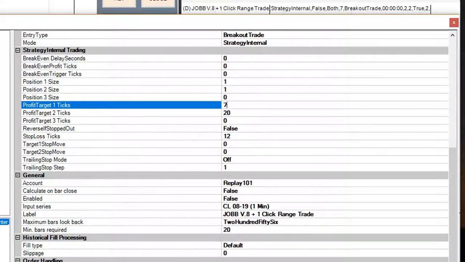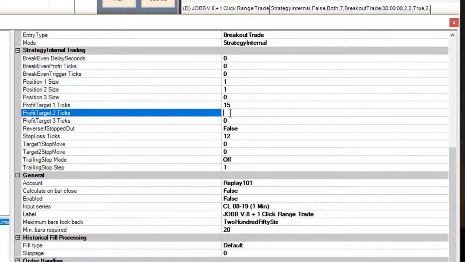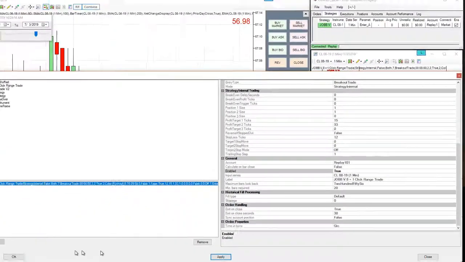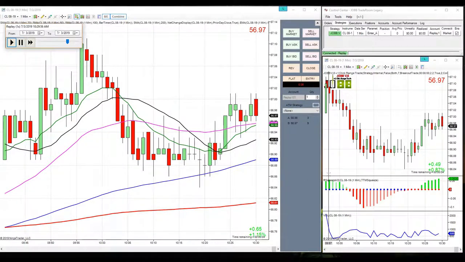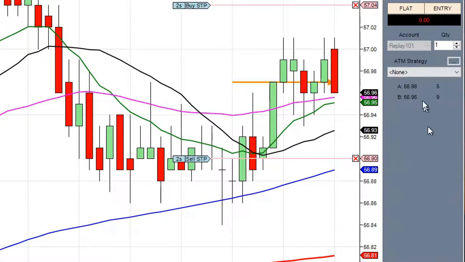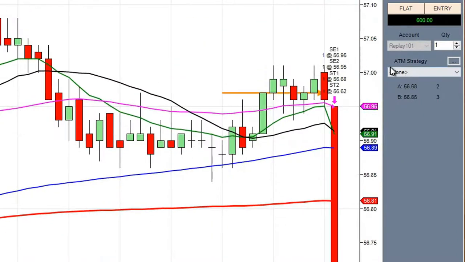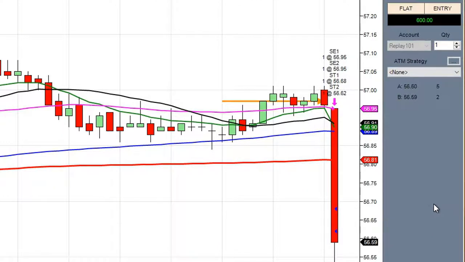I can change that. I could make my targets bigger. I could make my first target 15 ticks. I could make my second target 33 ticks. Enable the trade, and we can run the same trade and watch how the results, the profit, is going to be higher. The trade's going to take place. There's the orders, the X's, and now I've made more than the $540. I've made over $600 in profit just by slightly changing the targets.